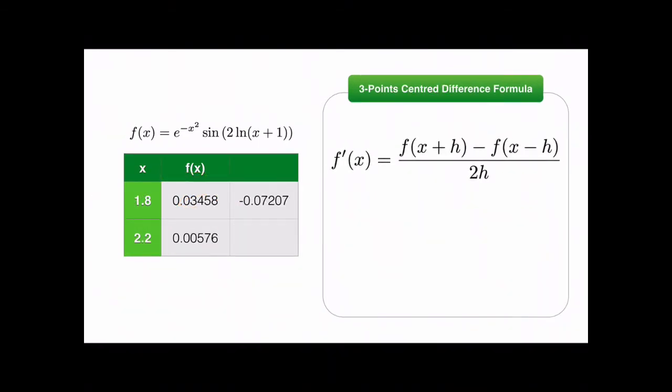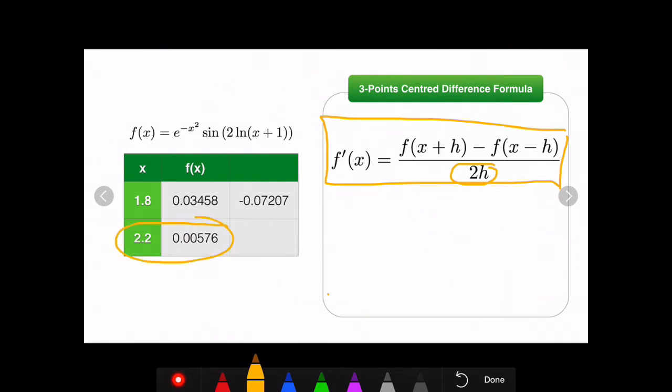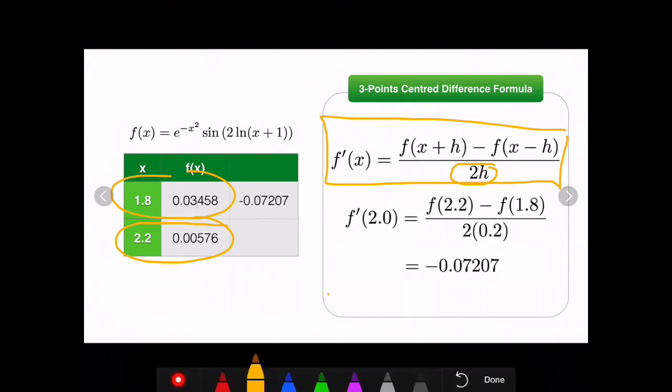The same thing for the central difference. The central difference formula is given by this one, and of course this is slightly different: it is divided by 2h. So what you need to do is get the function values at 2.2 and also at 1.8. Next, you just simplify and you get the answer.